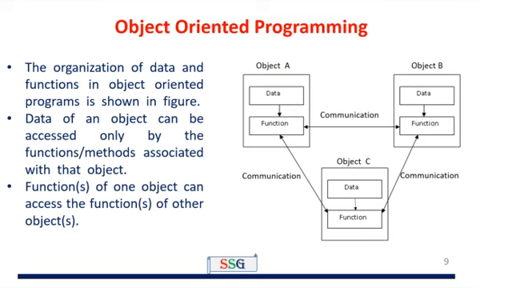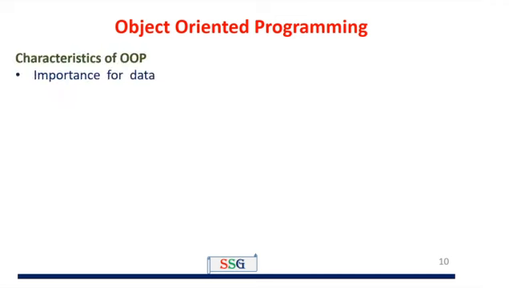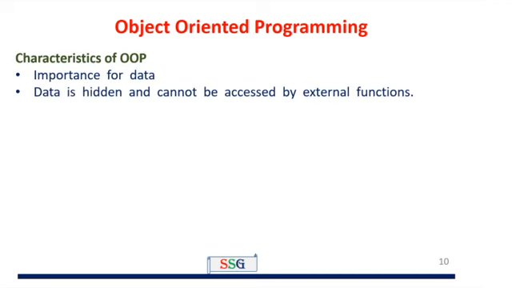Another one is that the function of one object can access the function of other objects. That means the data of an object is accessed by the functions of that class, but functions may also communicate with other functions. Here are the characteristics of object-oriented programming. Here the importance is given to the data, not to the algorithm. Here the data is hidden and cannot be accessed by external functions.